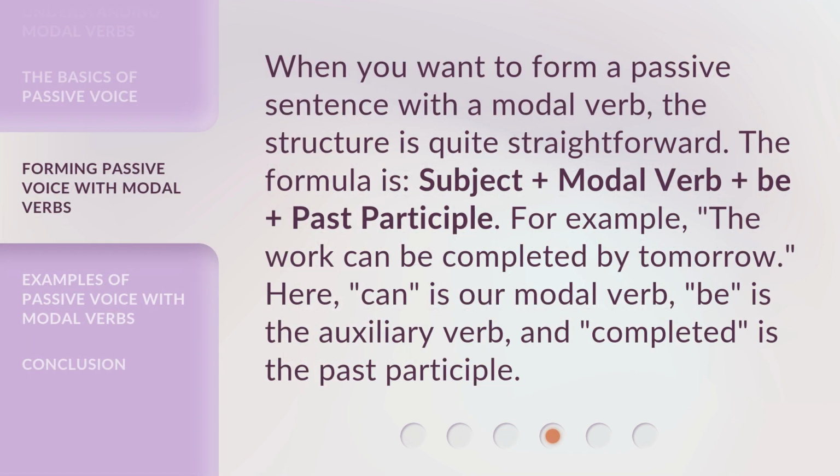When you want to form a passive sentence with a modal verb, the structure is quite straightforward. The formula is subject plus modal verb plus be plus past participle. For example, the work can be completed by tomorrow. Here, can is our modal verb, be is the auxiliary verb, and completed is the past participle.